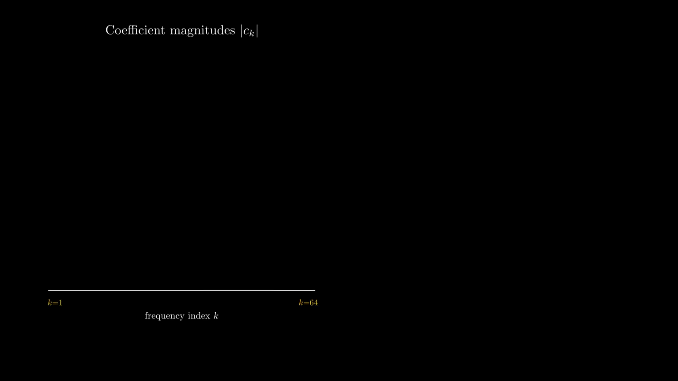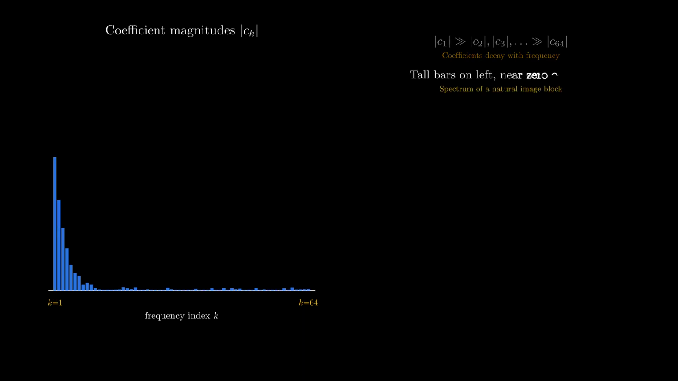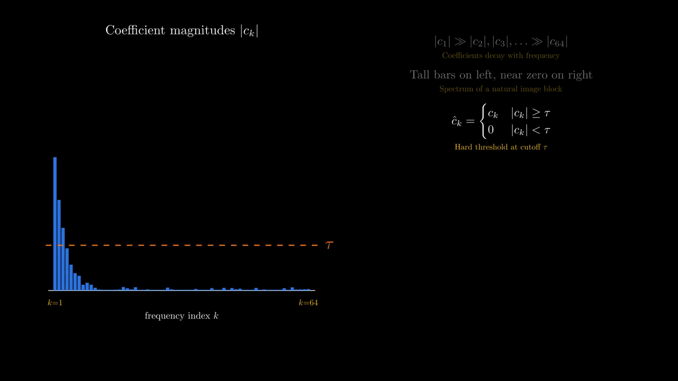Now the magic. Natural images are smooth. The average brightness coefficient is huge. Low frequency coefficients are moderate. High frequency coefficients, the checkerboard and its neighbors, are almost always near zero. Your visual system literally cannot perceive those fine oscillations anyway. So we threshold, zero out everything below a cutoff.